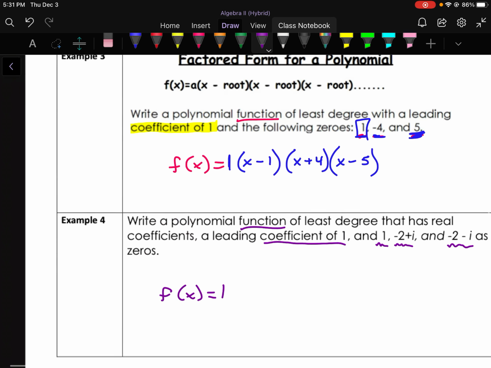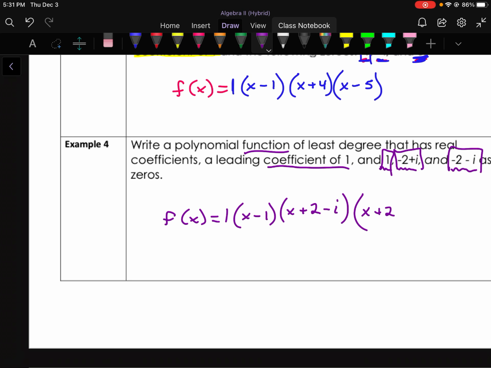And to get negative 2 minus i, you had to start with x plus 2 again. This time it was plus i. You'll notice really what's changing is the signs. I went from a negative 2 to a positive, to plus 2. I went from plus i to minus i, and the same thing happened with the third factor.